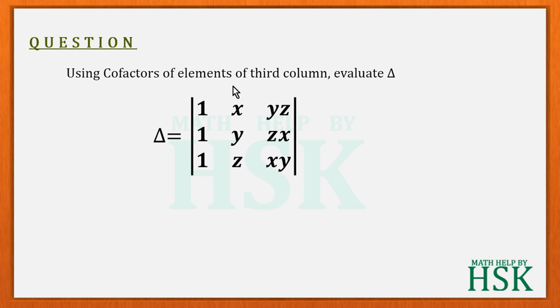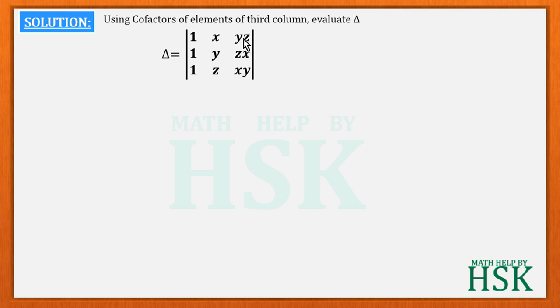Hello friends, the question is like this. Using the cofactors of the elements of the third column, evaluate the value of the determinant. The determinant given to us is 1 x yz, 1 y xz, 1 z xy. To calculate the value of the determinant, we are first going to calculate the cofactors of this third column.